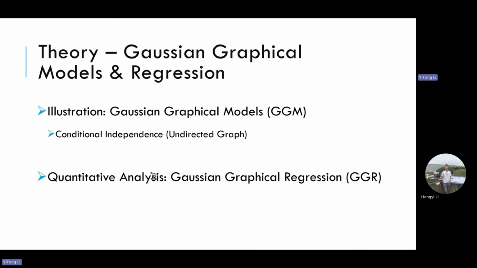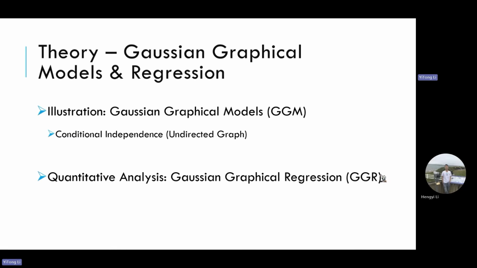We start with the theory section. A Gaussian graphical model, GGM, captures conditional independence relationships through an undirected graph, where the nodes represent the random variables, and edges exist if two variables are conditionally dependent. The reason it's called a Gaussian graphical model is that it's based on the multivariate normal distribution. In particular, Gaussian graphical regression, or GGR, is introduced to deal with covariate dependencies. It extends GGM by incorporating covariates into the conditional independence framework, and is particularly useful in high-dimensional statistics.